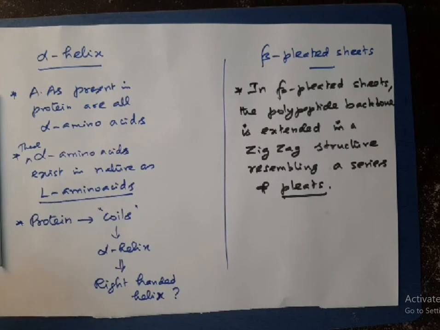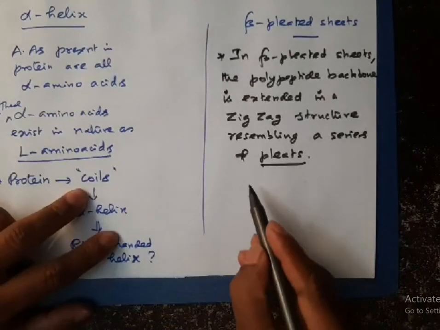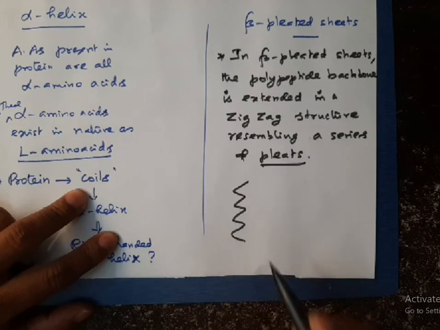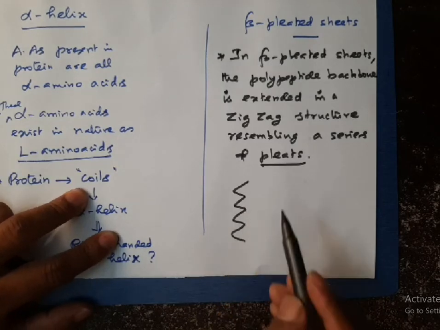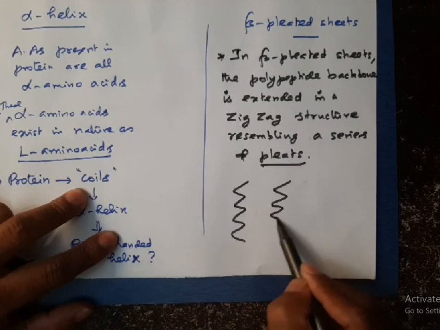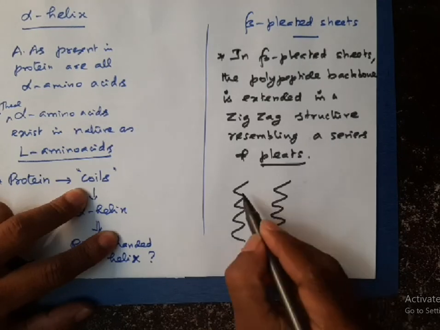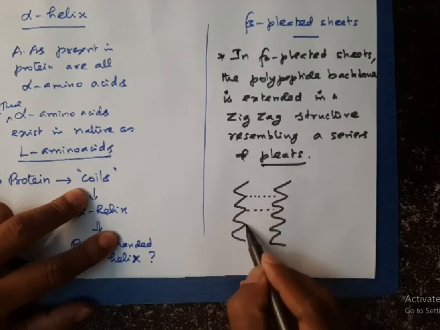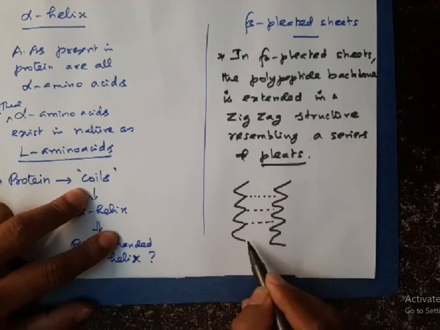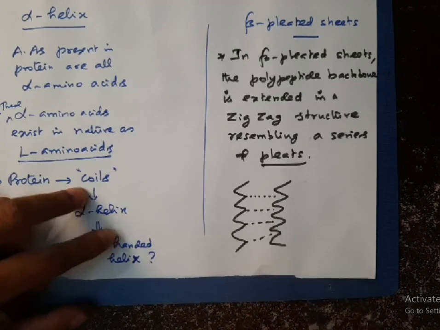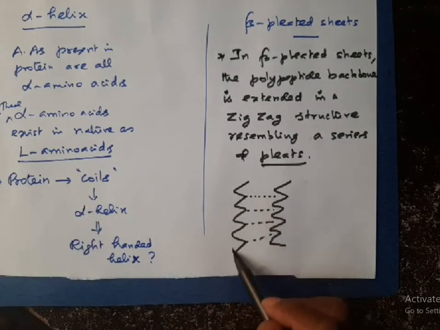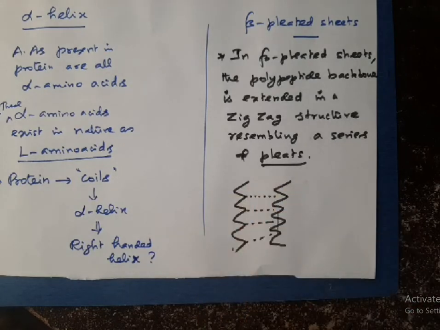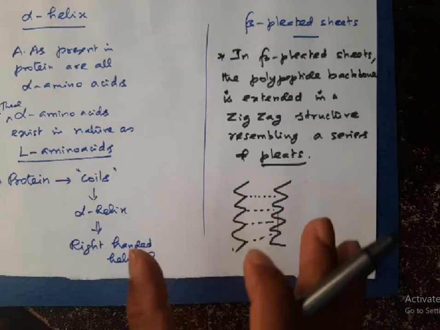Students, suppose this is one polypeptide chain. It appears like this, a pleated chain. This is another polypeptide chain which appears like this. Between them there are hydrogen bonds. There are hydrogen bonds formed between them. Like that. So this is one pleated sheet. This is another pleated sheet. Between them there are hydrogen bonds. This is called beta pleated sheets.